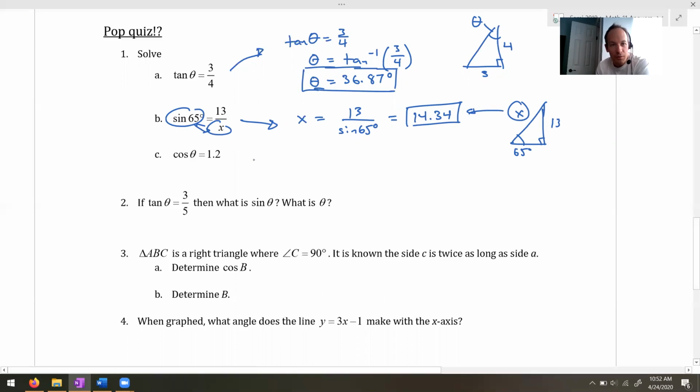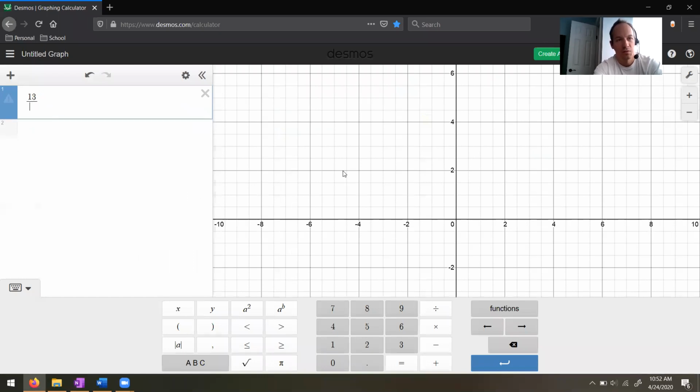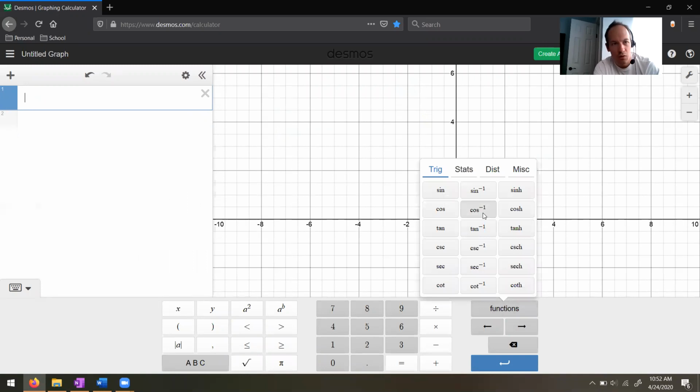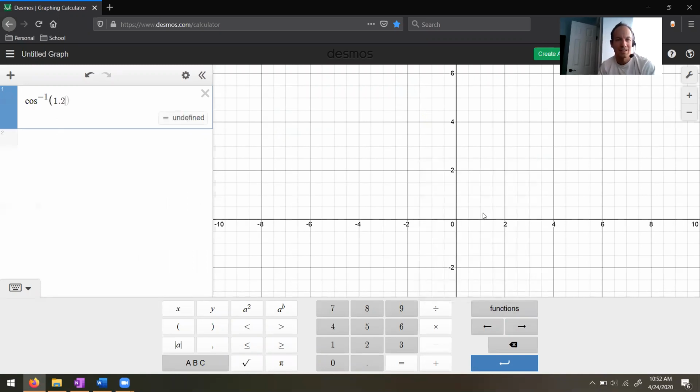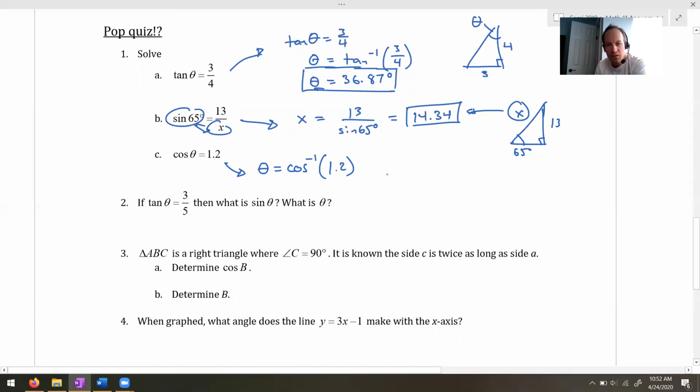Okay, last question here in this one anyway. So we're solving for this. We can go straight to inverse cos of 1.2. And if we do this, we'll have to go to functions here, and we'll go inverse cos 1.2. It says undefined. Okay, that's interesting. Why the heck is this undefined?